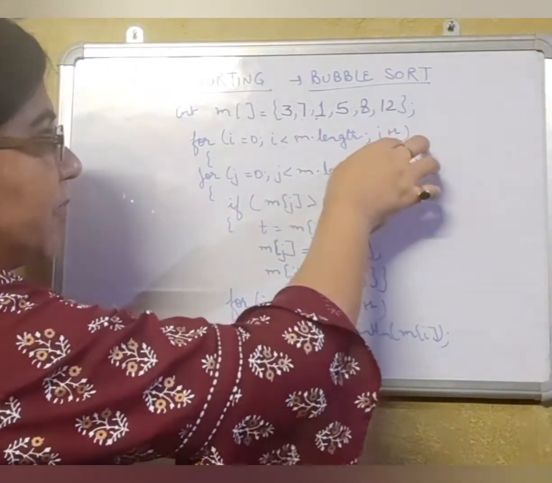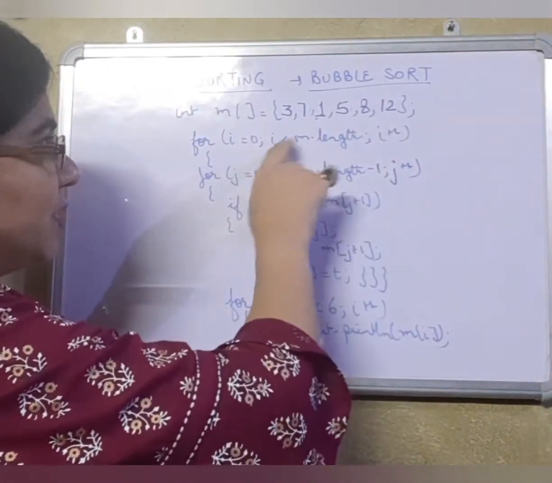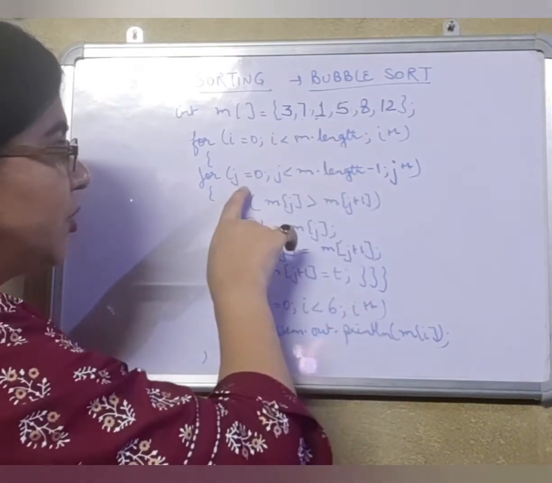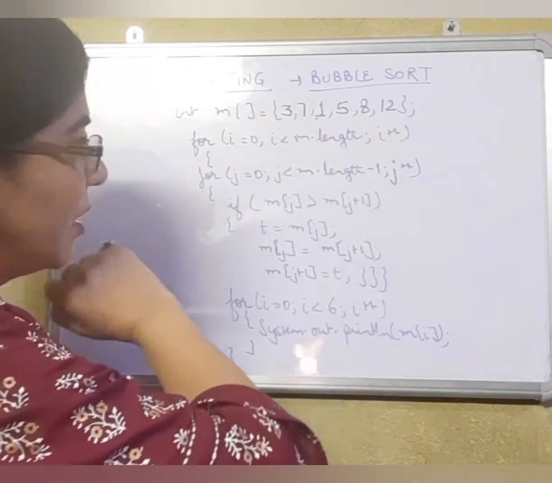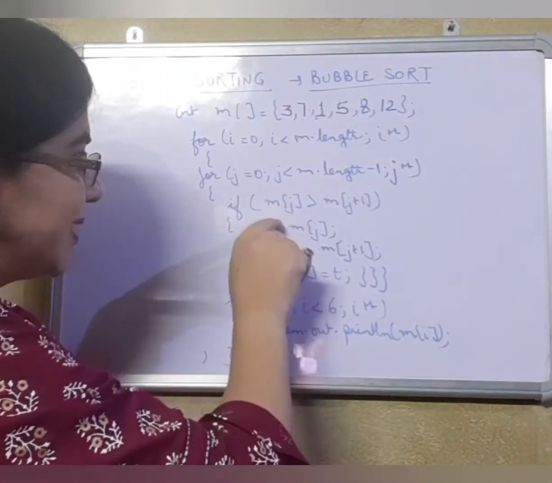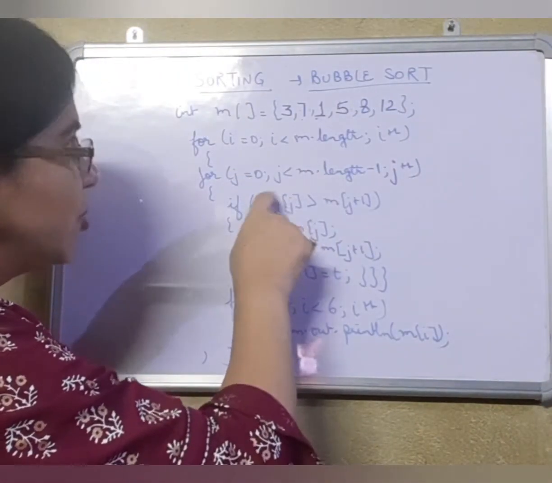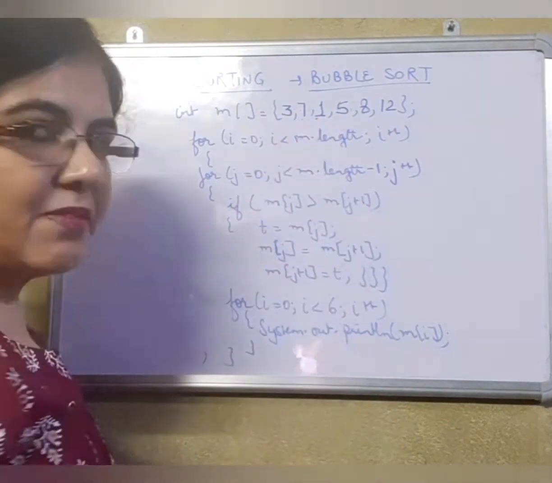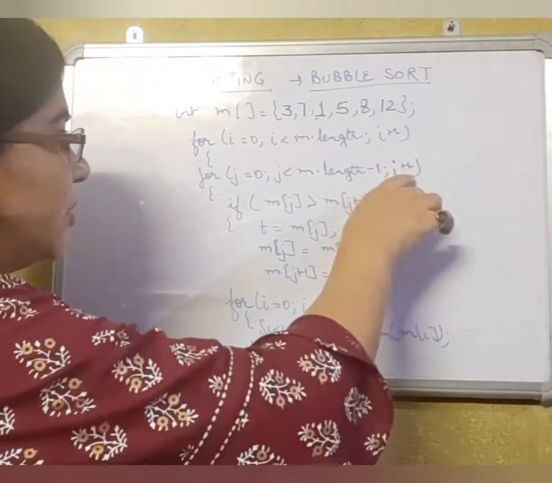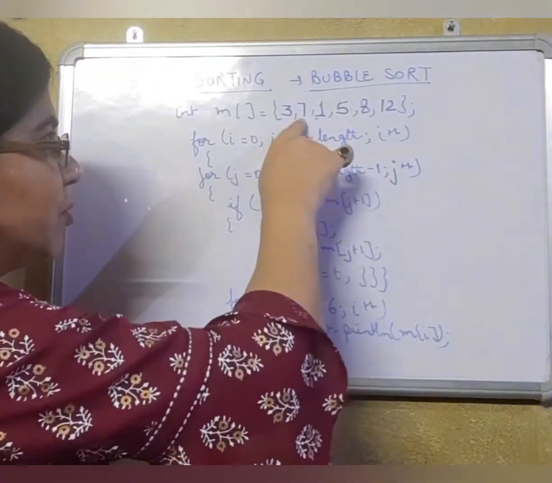Then i plus plus becomes how much? 2. 2 is less than the length. j is going to restart with 0 on this new set. So j is 0. mj means m0. 3 is going to be taken out. Is 3 greater than the neighboring number 7? No. Then with j plus plus, j moves to position 1, which has 7.